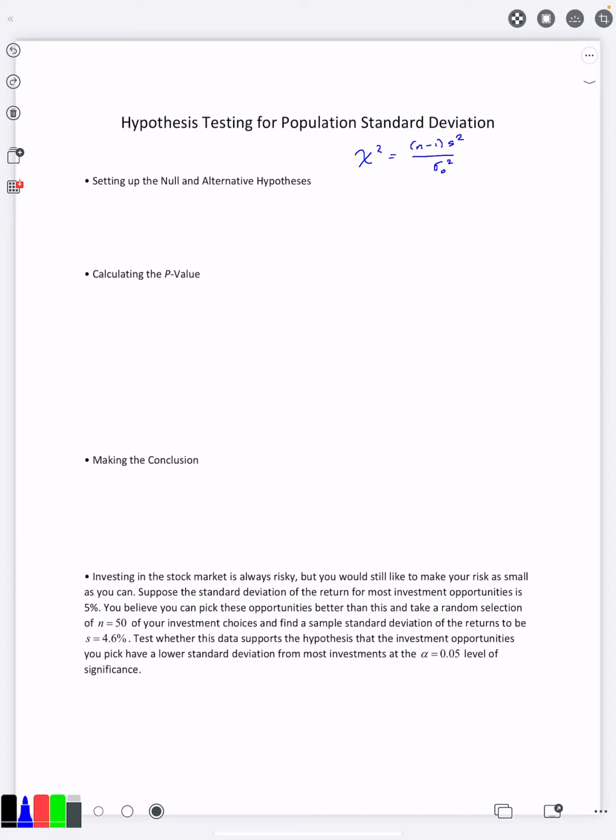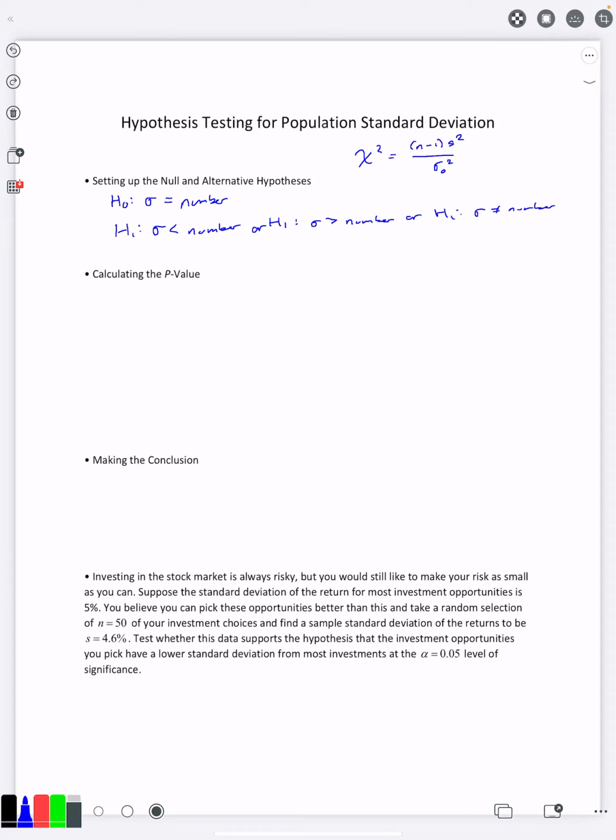Well, just like before, your H0 is always going to be, in this case, the parameter sigma equals some number. And again, that number is going to be the prearranged value, the assumed value, whatever you think it might have been at some point in time. That's your default assumption for your sigma. And then you can have your left-tailed, right-tailed, and two-tailed, where you're trying to prove that sigma is less than the number, or you're trying to prove that sigma is greater than the number, or you're trying to prove that your sigma is not equal to the number.